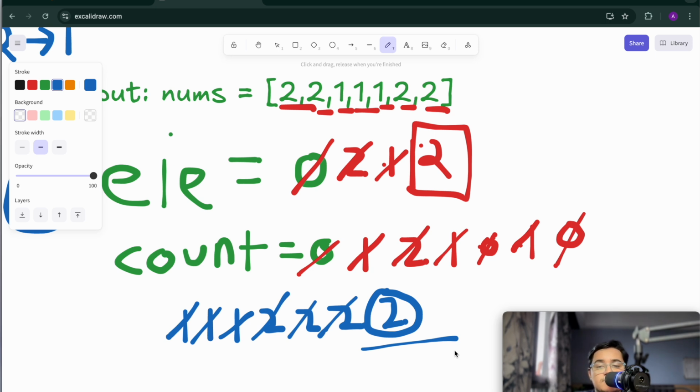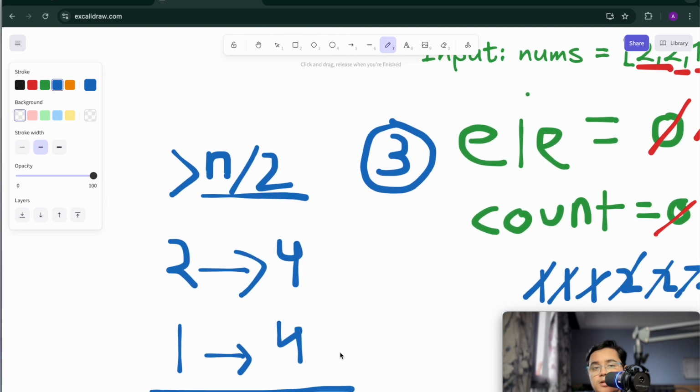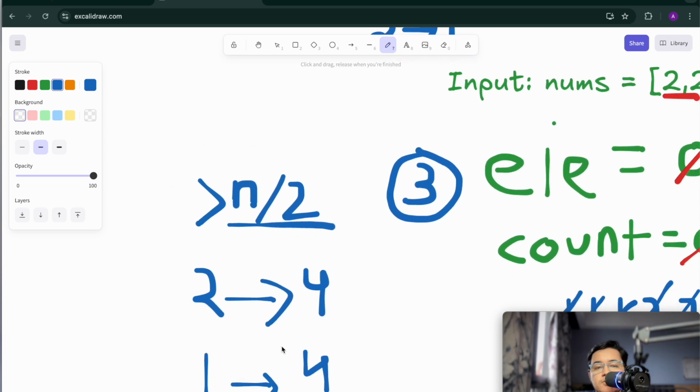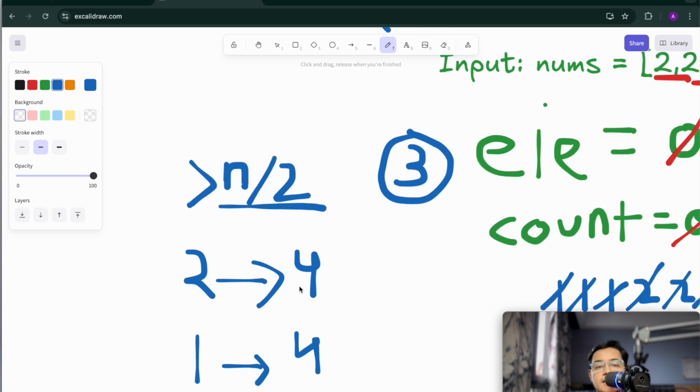Because as you can see, we already mentioned that there can be only one element that appears more than n divided by 2 times. So if we cancel out all the other numbers, suppose number 2 appears 4 times, right? So we can cancel out 4 with the remaining n divided by 2 numbers, so that would be 3 numbers. So 2 would still be the element that remains in the end. So that is basically what we're doing.